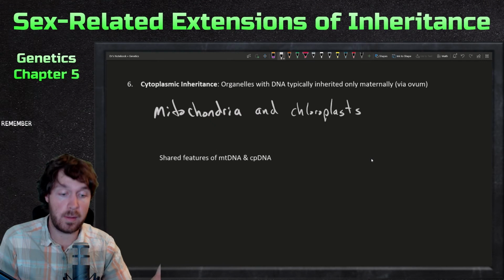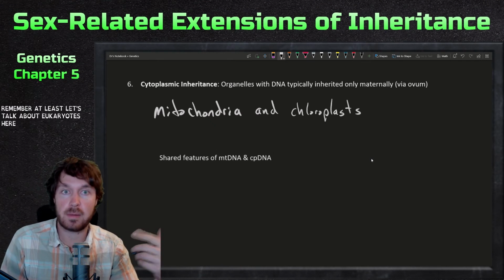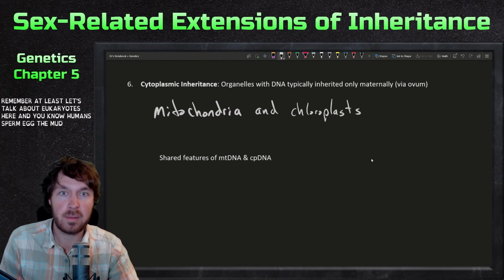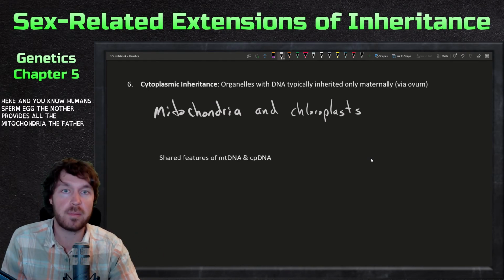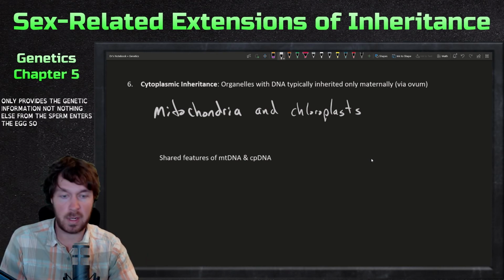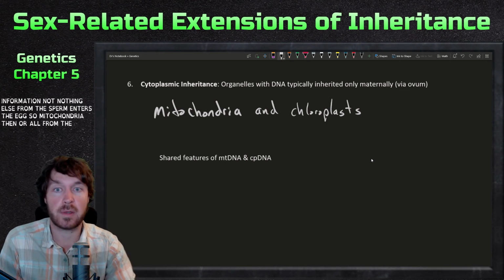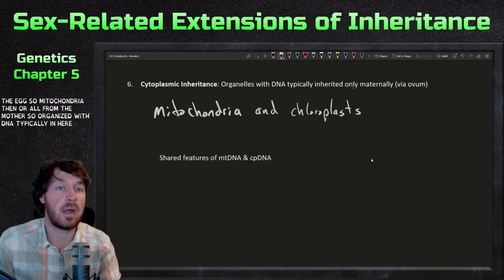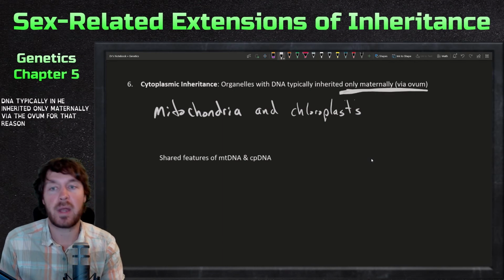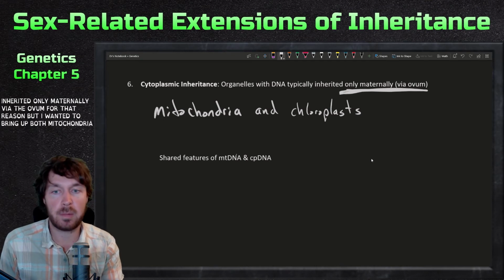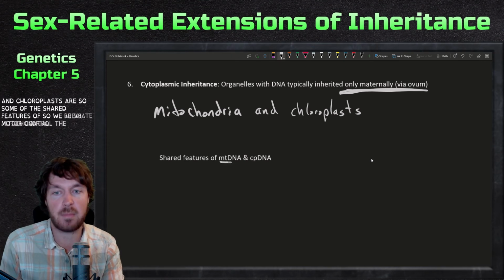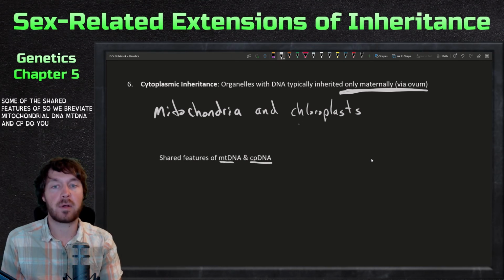So remember, let's talk about eukaryotes here, humans, sperm, egg. The mother provides all the mitochondria. The father only provides the genetic information. Nothing else from the sperm enters the egg. So mitochondria are all from the mother. So organelles with DNA are typically inherited only maternally via the ovum for that reason. But I wanted to bring up both mitochondria and chloroplasts here. We abbreviate mitochondrial DNA as mtDNA, and cpDNA for chloroplasts.